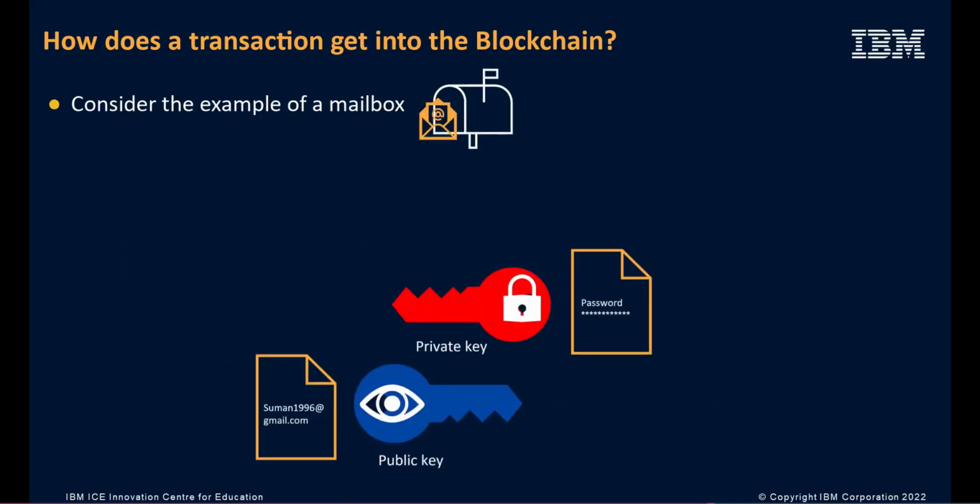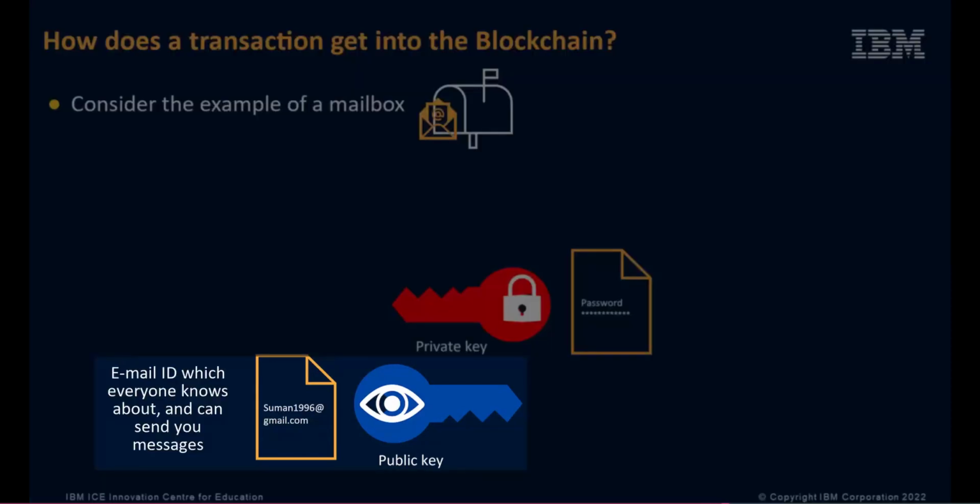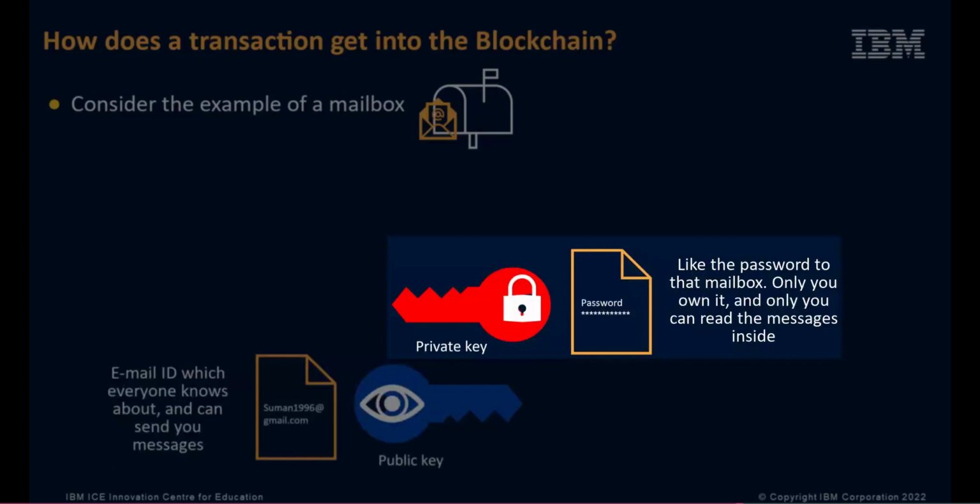Consider the example of a mailbox. The public key is your email ID, which everyone knows about and can send you messages. The private key, on the other hand, is like the password to that mailbox. Only you own it, and only you can read the messages inside.